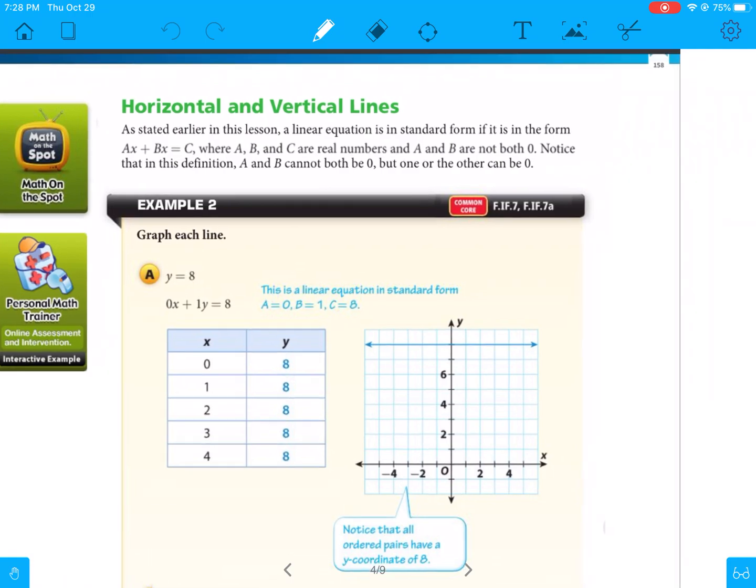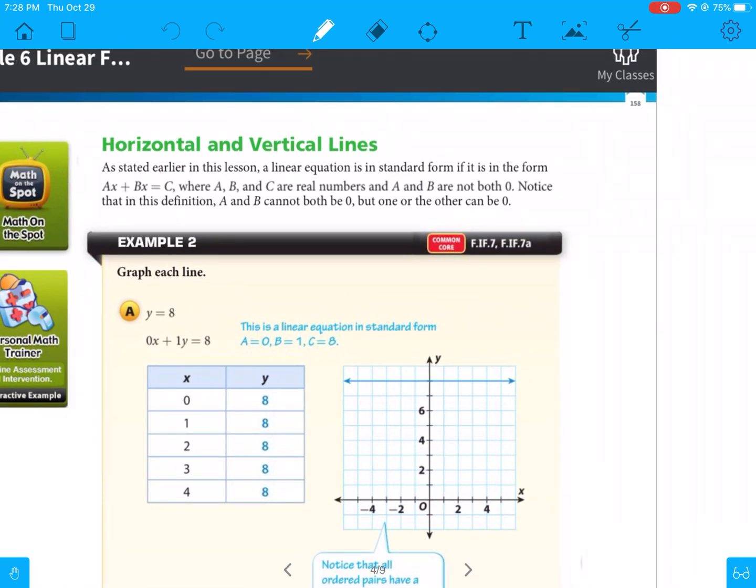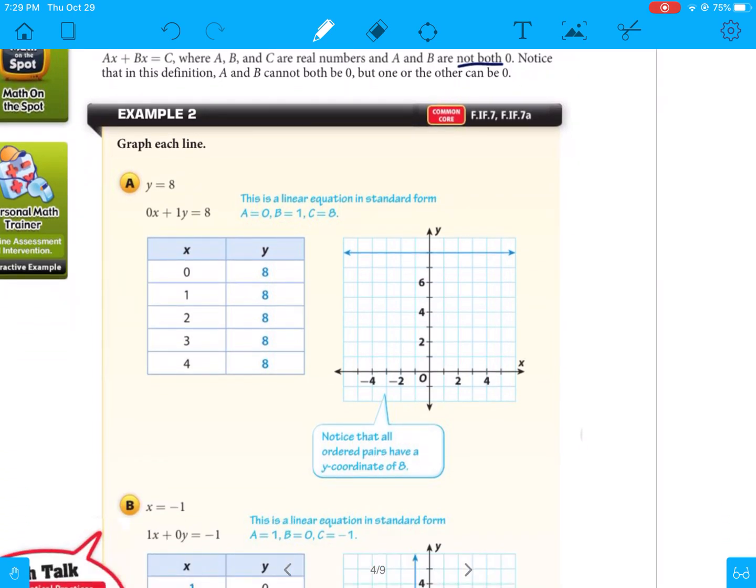All right, so now we have horizontal and vertical lines. As stated earlier in this lesson, a linear equation is in standard form if it is in the form ax plus by equals c, where a, b, and c are real numbers, and a and b are both not 0. So they both can't be 0, but that doesn't mean that one of them cannot. So if you have y equals 8, you can write it as 0x plus 1y equals 8.